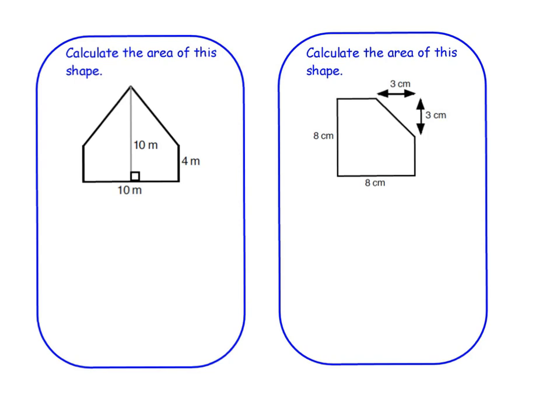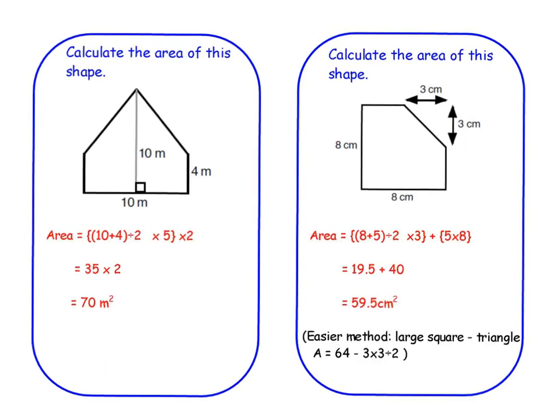Okay, let's see how you did. These are the answers. Like I say, there are other ways of doing this. You might have split the left-hand question into a rectangle with two triangles. You might have split the right-hand question into a rectangle and trapezium. Or you might have found the easier method, which is just to do a big square and take away the triangle at the top. So there are different ways of doing it.